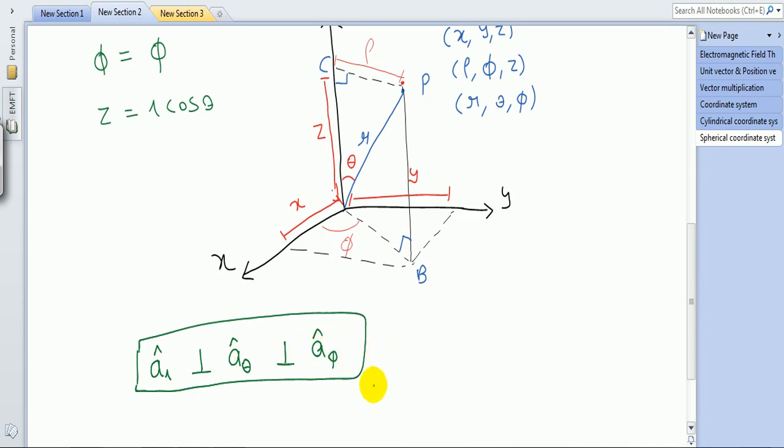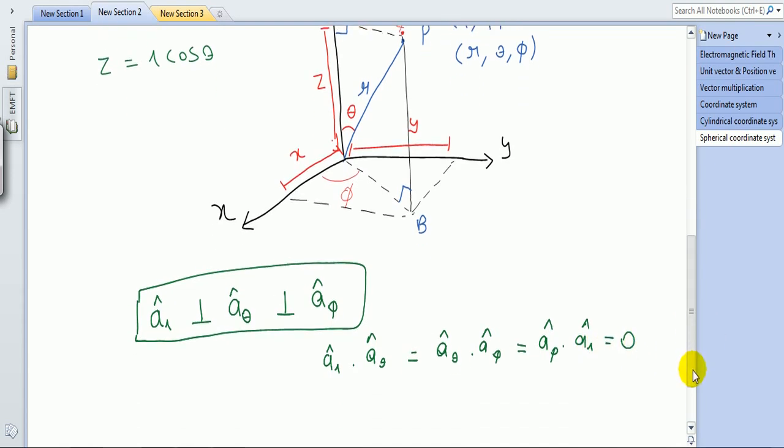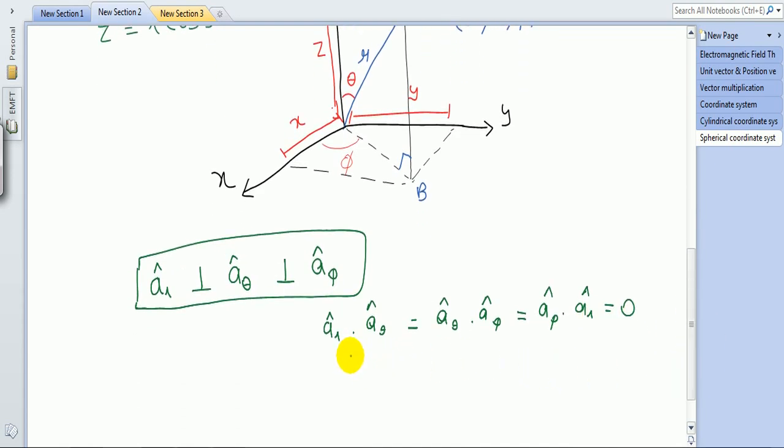If I do the different thing like ar cap dot a theta cap, or a theta cap dot a phi cap, or a phi cap dot ar cap, then they will become 0. It will become 0 because they are mutually perpendicular to each other, and in dot product the cos of the angle is taken and cos of 90 is 0. So that makes the dot product of these 0.